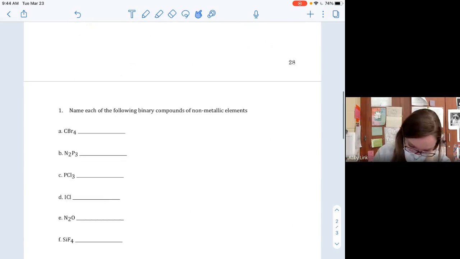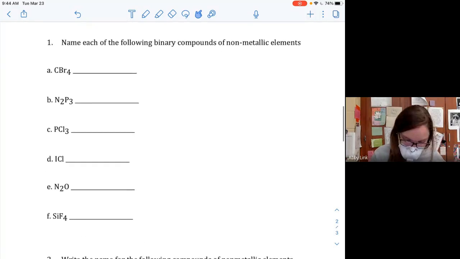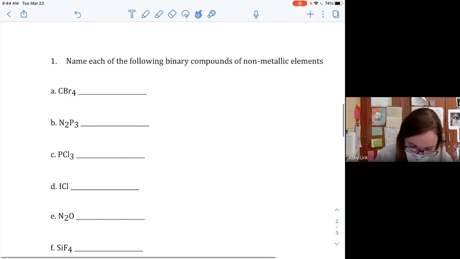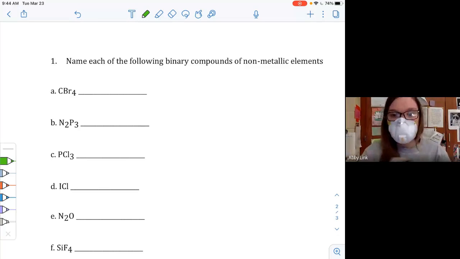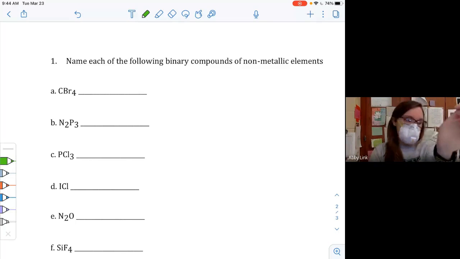No? Everybody's okay? All right, so let's dive into some of these examples. I'm going to lead us through these just so we can hear these things and see how we're going to add these prefixes in, okay?